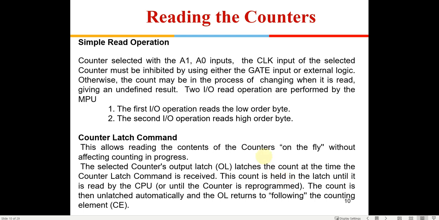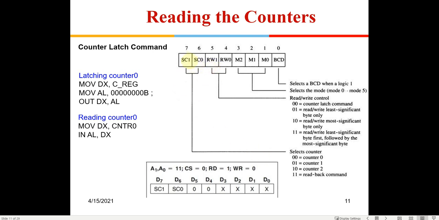It will be clear in an example here. How is the latch format? Whenever we want to latch, the latch command needs to be given into the control register, so the address will be 11. The first 2 control bits specify the counter number. It will be 00 for the first counter, 01 for the second counter, or 10 for the third counter.